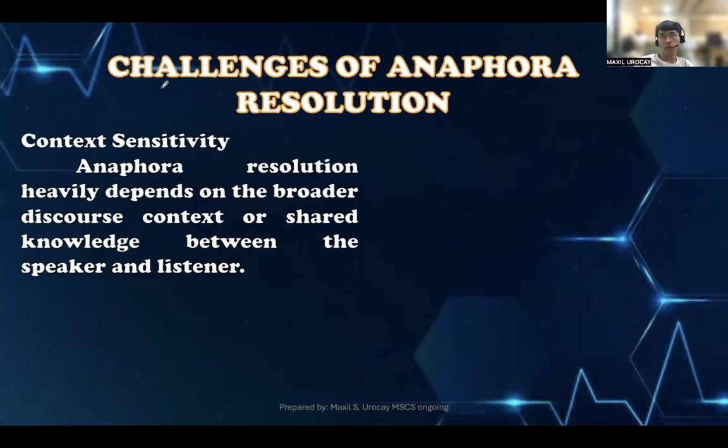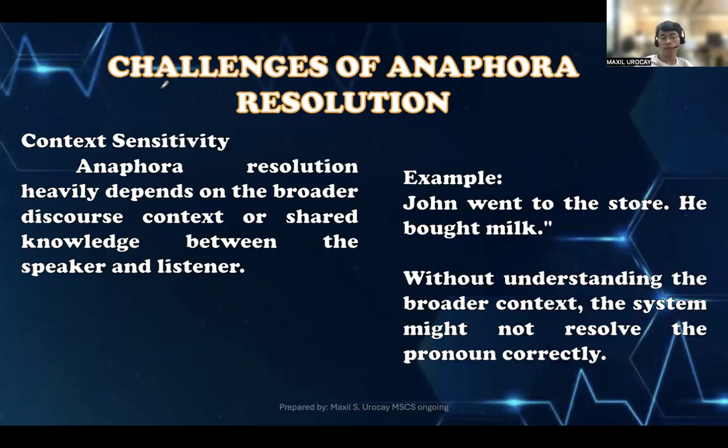Now, there are actually challenges in anaphora resolution, the first being context sensitivity. Anaphora resolution heavily depends on the broader discourse, context, or shared knowledge between the speaker and listener. For example, John went to the store, he bought milk. Without understanding the broader context, the system might not resolve the pronoun correctly. That is one of the major challenges: the system needs to understand the broader discourse or shared knowledge to resolve pronouns correctly. Because if the system is not able to understand that, it may not behave correctly.